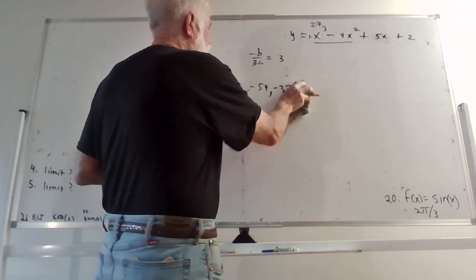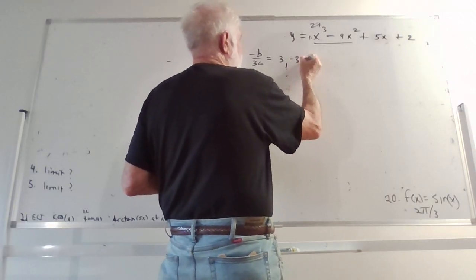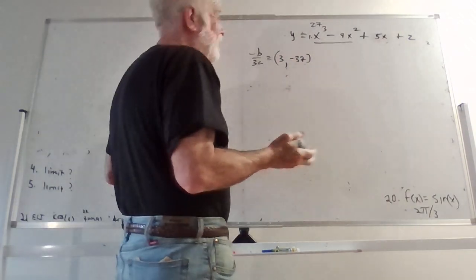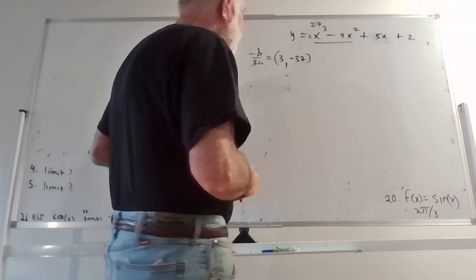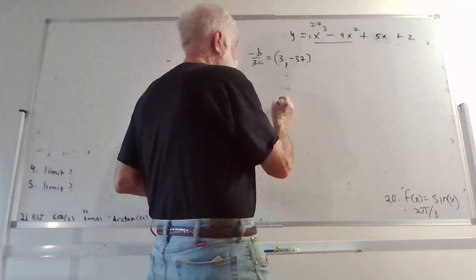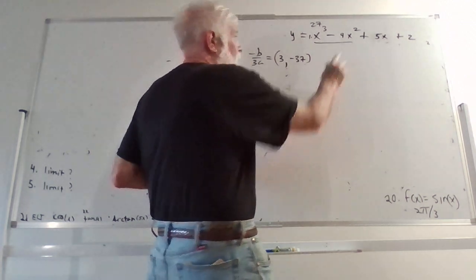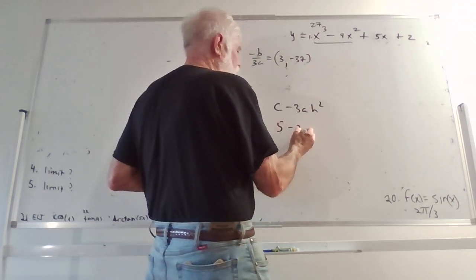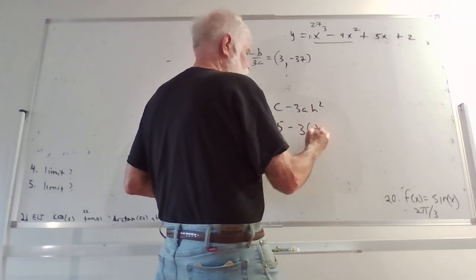So it looks like my point of inflection is (3, -37). And then we almost have everything we need in front of us to look at the rate of change there. The rate of change there is c minus 3a h squared. We have all that. We've got c. You could do it in your head: 5 minus 3. A was 1.